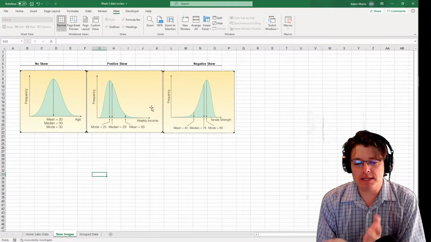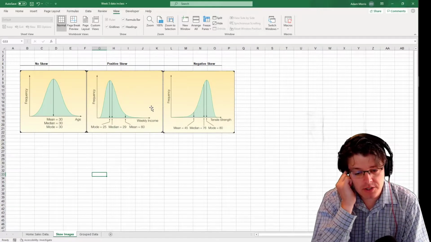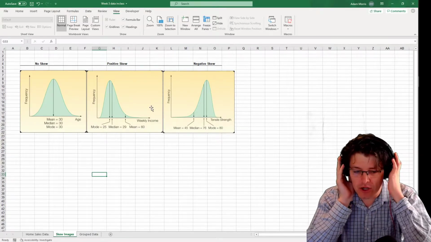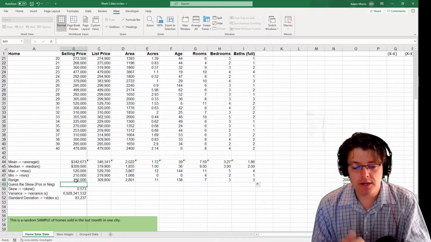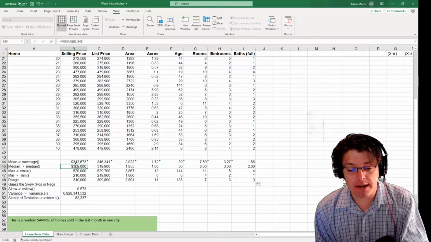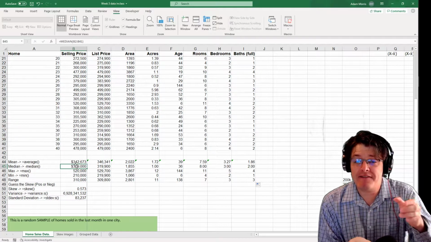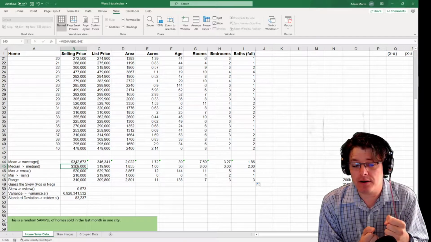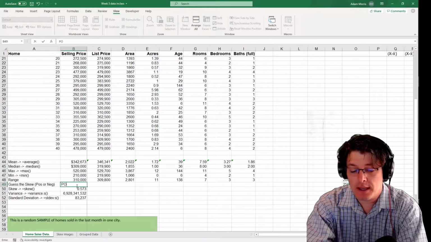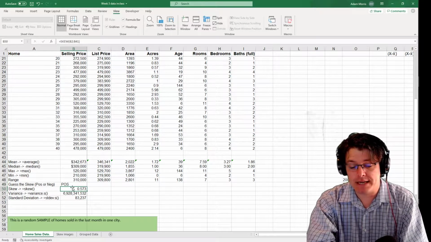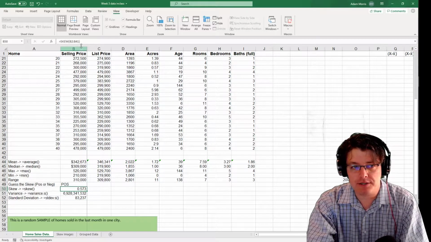So we can see skew visually from something like a histogram, but we can also anticipate it by looking at the mean versus the median. Going back to our data here, we have a mean that's greater than the median. What that indicates is that there are probably some high values pulling the mean higher relative to the median, and so we have a positive skew. And in fact, that comes out to be true when we use Excel's skew calculation.